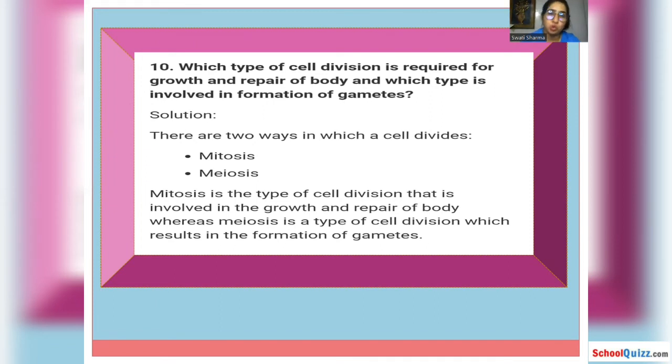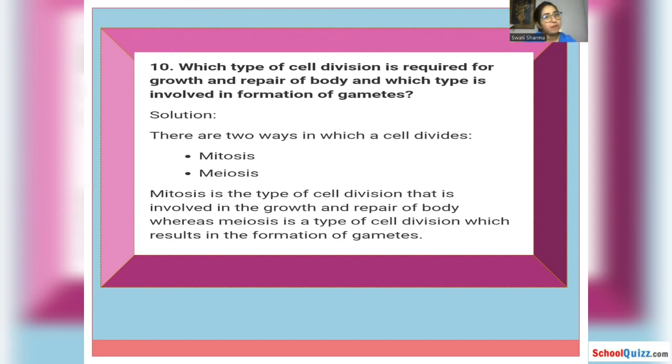So if we have a 2n cell, after division we will get n and n. That is what is required in the formation of gametes, because males have X and Y chromosomes, and females have X. So if the fusion of gametes has to take place, there is a probability that the X from the male can combine with one of the X of the female, or the Y of the male can combine with one of the X of the female.